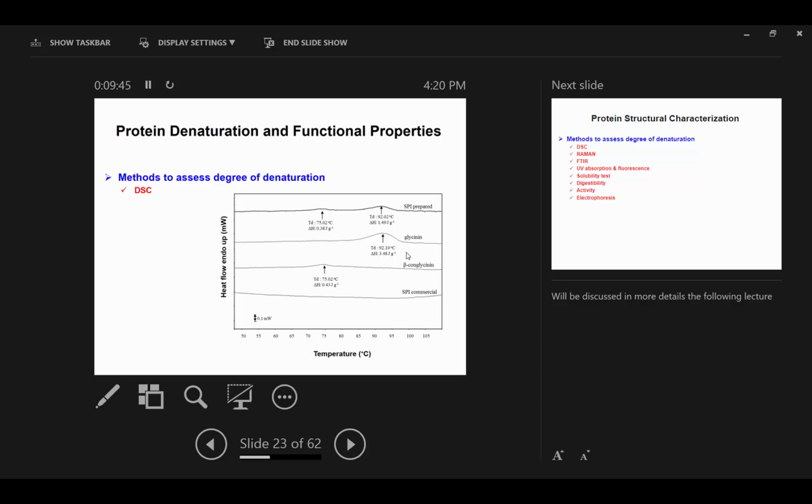So up here you have, for example, soy protein isolate we prepared in the lab versus a commercial soy protein isolate. What does this tell me, if I look at this and I look at that? The first simple thing I noticed, this doesn't have any endothermic peaks. What does that tell me? I don't see any endothermic peaks.